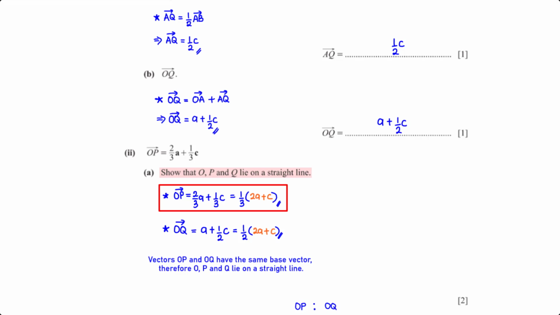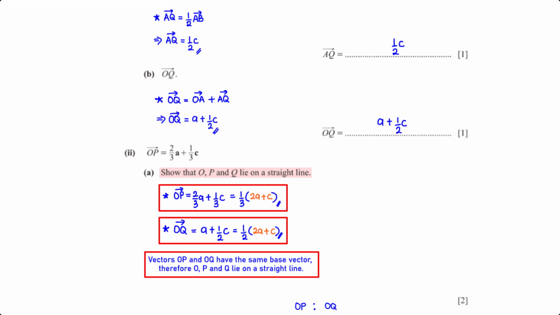For vector OP, when we factor out 1/3, we are left with 2a plus c. And for vector OQ, when we factor out 1/2, we are left with 2a plus c. We see that the two vectors have the same base vector. This means O, P and Q lie on a straight line.